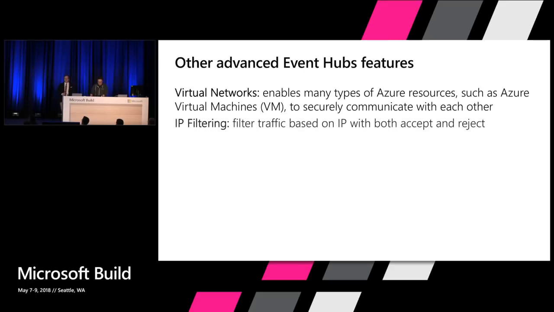If you're not as into VNets, we're also shipping IP filtering at the same time with both accept and reject policies. So you can say, I only want these public IPs to be able to talk to this event hub, or I explicitly don't want these ones. So maybe it's your biggest competitor or something and you don't want their IPs talking to your resources.